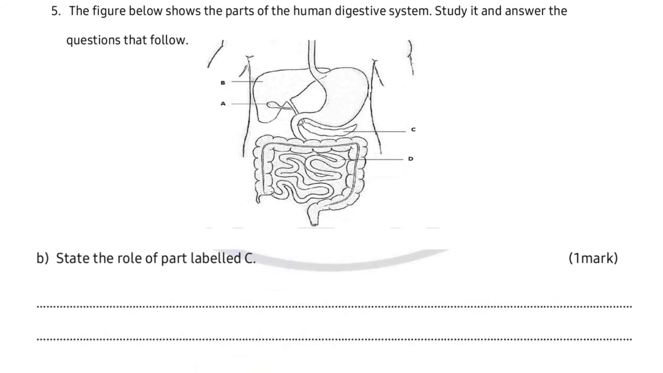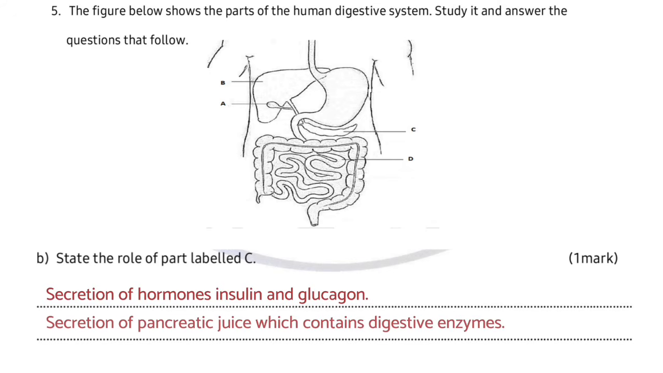Okay, part B, state the role of part labeled C. Okay, so the pancreas has 2 main roles, 2 different roles actually. So role number one is endocrine in nature. It involves secretion of hormones, specifically insulin and glucagon. These are two hormones that are involved in regulation of the blood sugar levels. Now, number two is that it's involved in secretion of pancreatic juice, which contains digestive enzymes. Now, pancreatic juice is released into the duodenum where it acts on food substances.